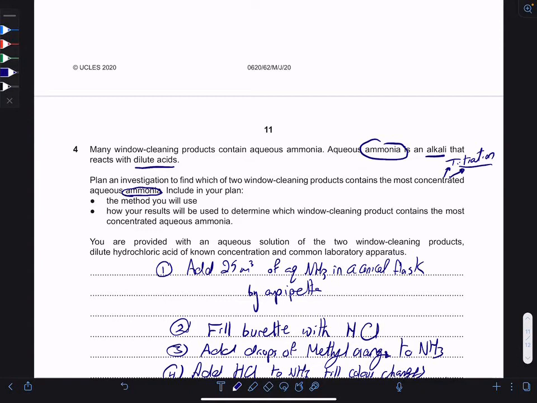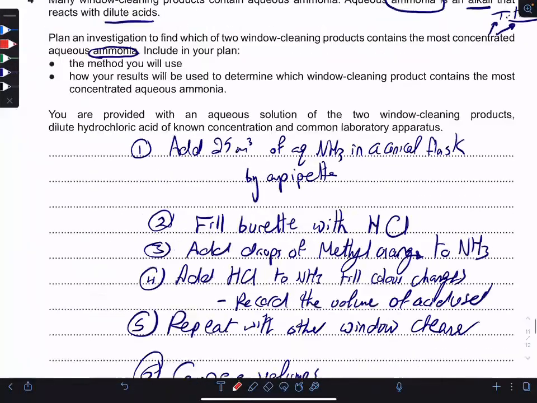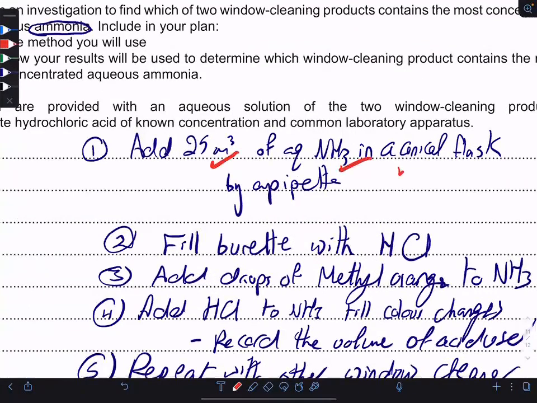Take care, you can never use pH or universal indicator, because they are the same alkali. You only differentiate between strength with indicator, universal indicator or pH. If you have a strong and a weak acid or a strong and a weak alkali, you can differentiate between them with universal indicator. But here you have the same alkali, which is ammonia, and you need to know which is more concentrated. So, titration.